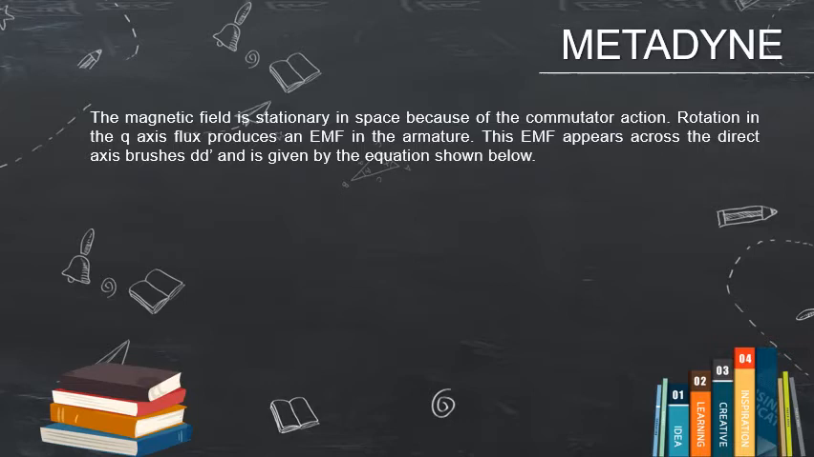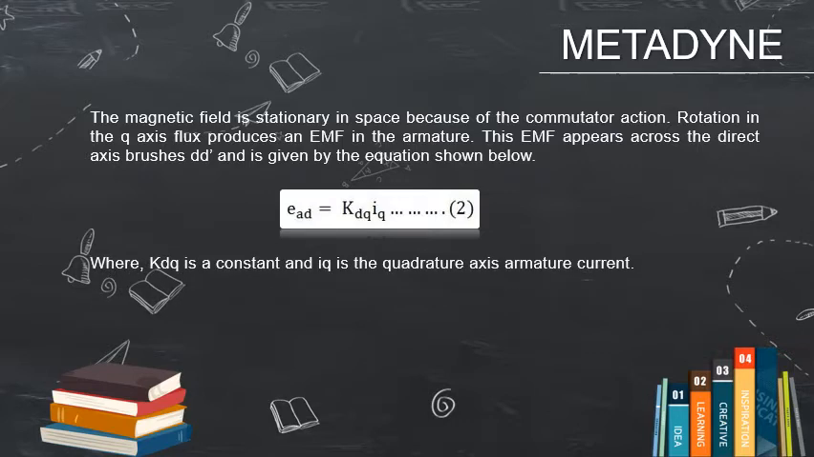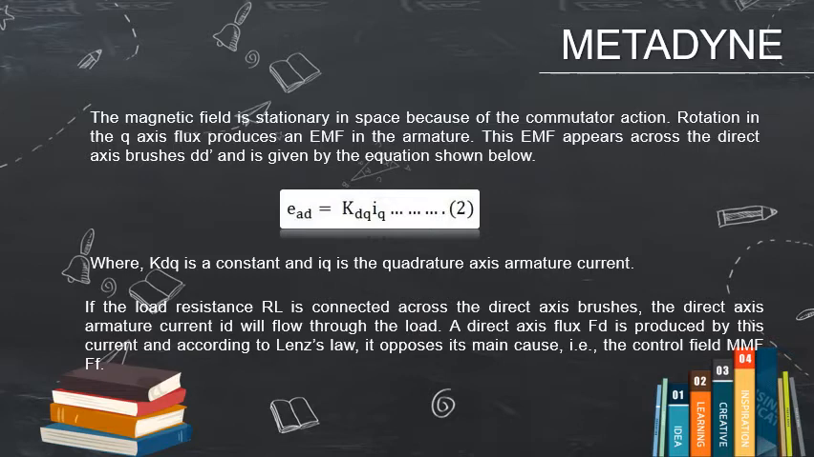So in our previous diagram, it is given by the equation EAD is equal to KDQ into IQ, where KDQ is a constant and IQ is the quadrature axis armature current. If the load resistance RL is connected across the direct axis brush, the direct axis armature current ID will flow through the load. The direct axis flux FD is produced by this current, and according to the Lenz law, it opposes its main cause, that is the controlled field MMF FF.